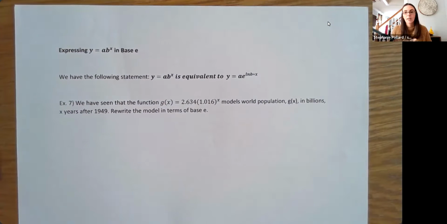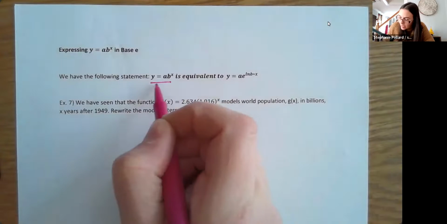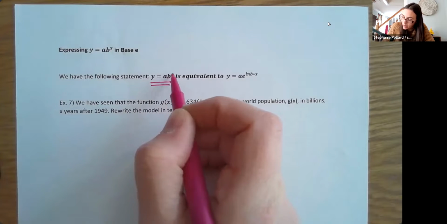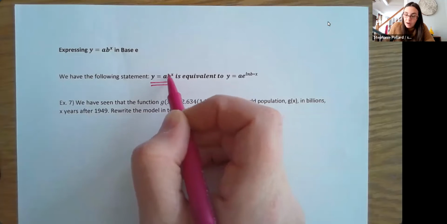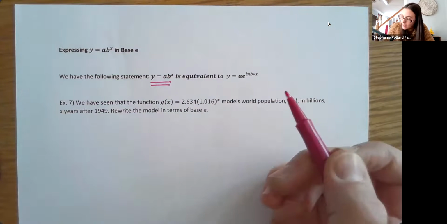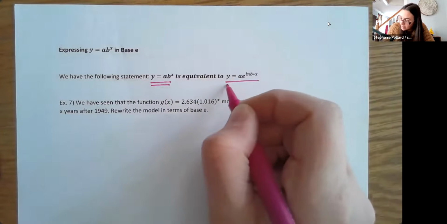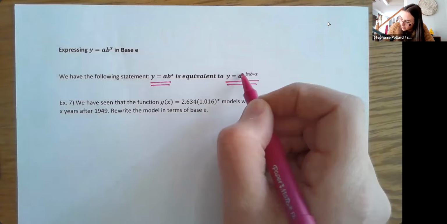All right, the last thing I want to talk to you guys about in this section is how to change from an exponential model with any base to a base of e. So we are going to use this statement here. Let's say your model is y equals a times b to the x. So your exponential piece is that b to the x part there, and you're multiplying by a. Then you can change it to a base of e by making this change right here.